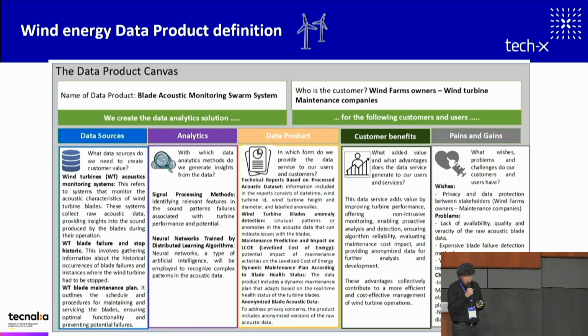There could also be other data included in the data product, like the predicted anomaly detection or the improved dynamic maintenance operation that should be included in the plan, or even, in some cases, anonymized data, which some users need.